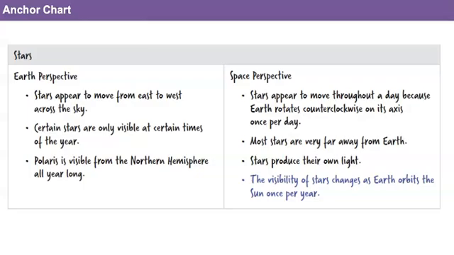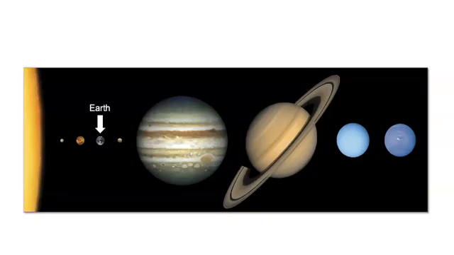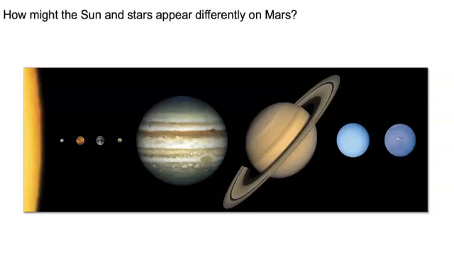We've learned so much about Earth and space views of celestial objects. But Earth isn't the only planet in our solar system, is it? Based on our model of the Earth, Sun, Moon, Star system, do you think the sky will look different on other planets in our solar system? That's a great question. Now I wonder, how might the sun and stars appear differently on Mars? I have a photograph to show you that could help answer this question. This is a photograph of a sunset on Mars.